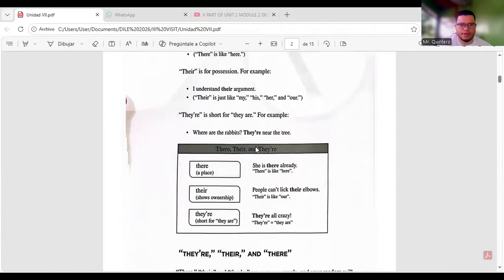There, their, and they're. There para place. There es utilizado para un lugar. For example, she is there already. Ya está ahí. There is like here. There es como aquí. Ahí es como aquí.